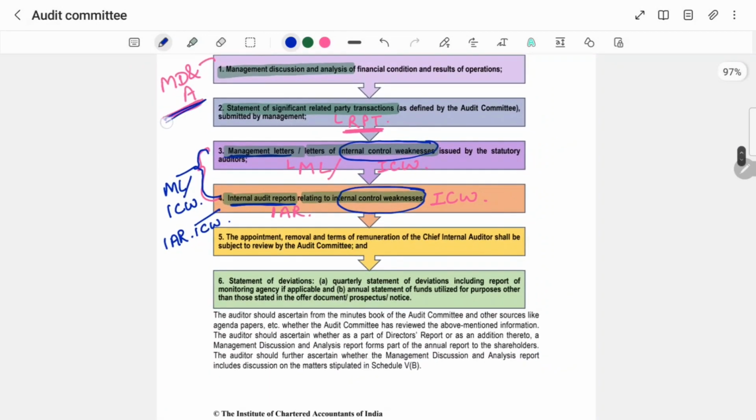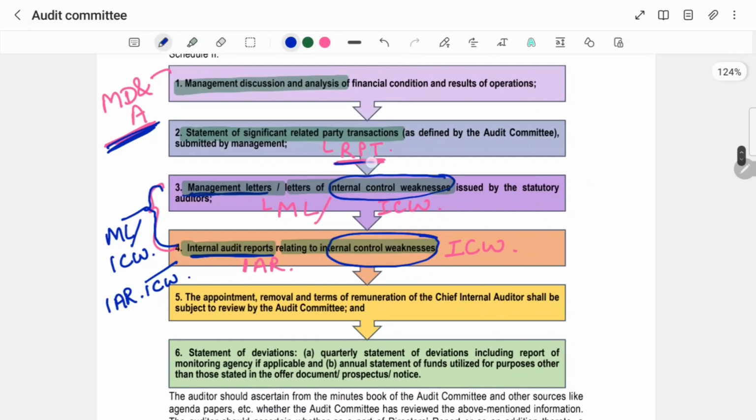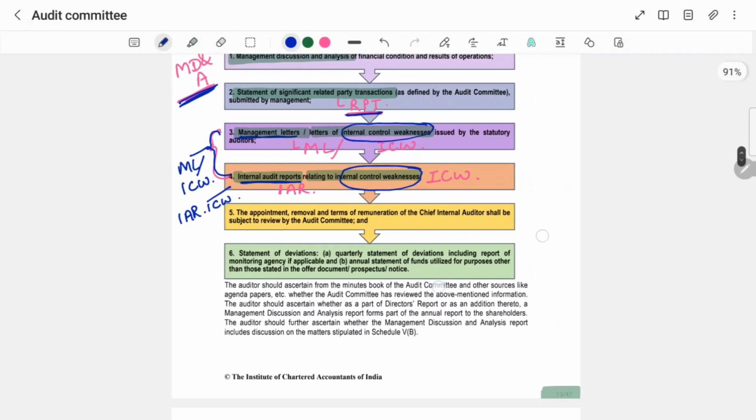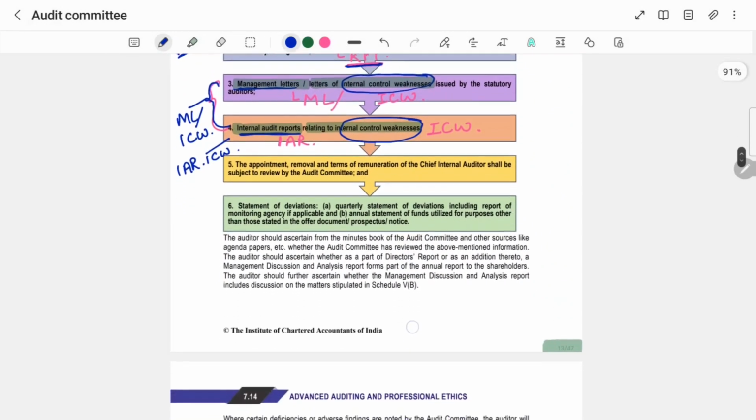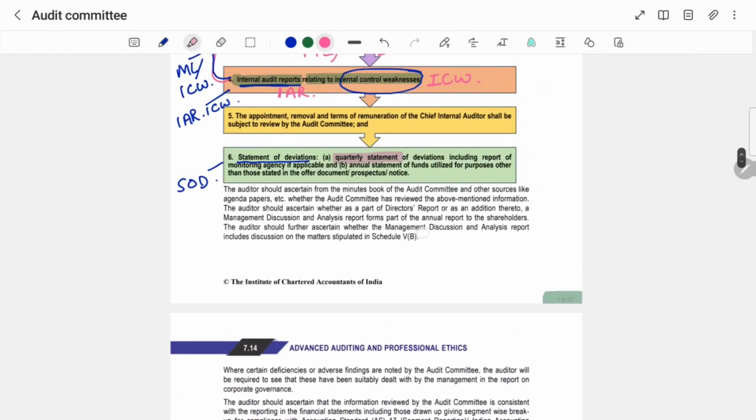And the first point was MDNA, that is management discussion and analysis. The second point was RPT, that is related party transactions. Now statement of deviations, that is SOD. One is the quarterly statement of deviations and one is the annual statement. So SOD, that is statement of deviations: quarterly statement and annual statement.